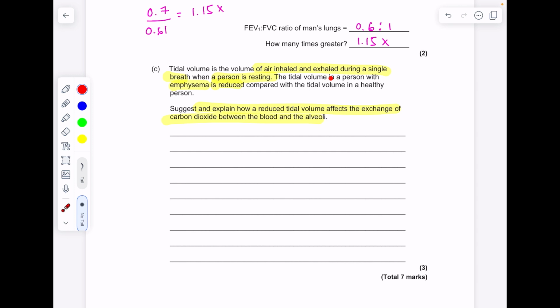So if we have reduced the volume of air being exhaled when you have emphysema, it means that less CO2 will be exhaled. That means that the concentration gradient will be shallower between the blood in the capillaries and the alveoli, meaning that there's less movement of carbon dioxide out of the blood.